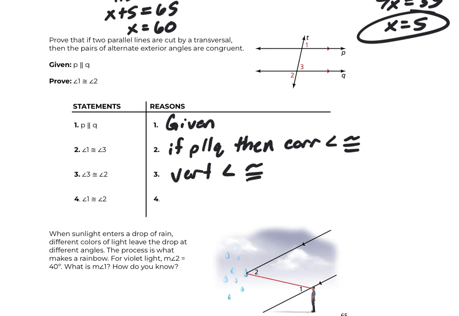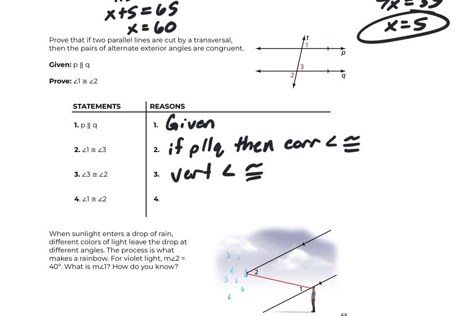Step 4, okay? This one's already kind of laid out for us, which is kind of nice, right? All we have to do is provide the reasonings. So why would angle 1 and angle 2 be congruent without saying that they're alternate exterior angles? Because we're trying to prove alternate exterior angles are congruent. So use the statements from 1, 2, and 3 to come up with a reasoning here.